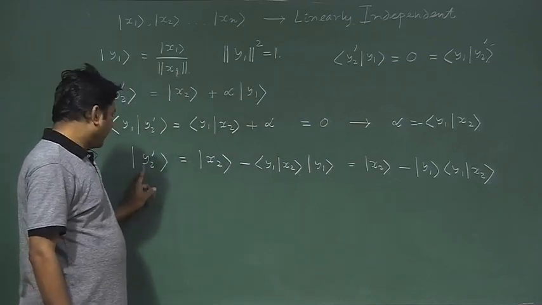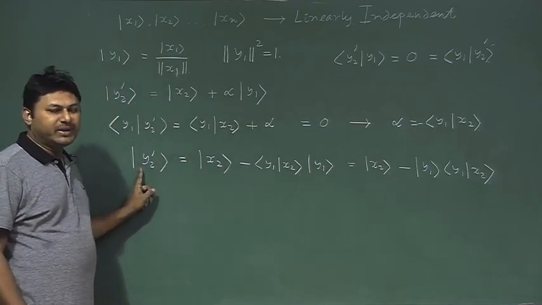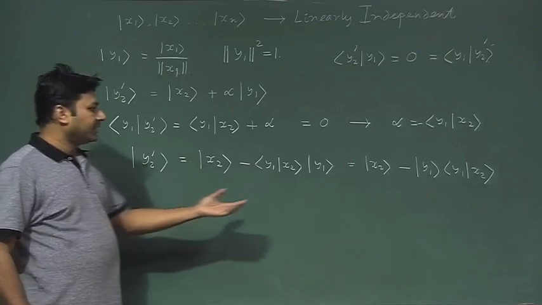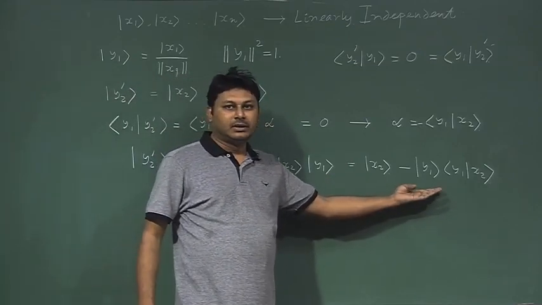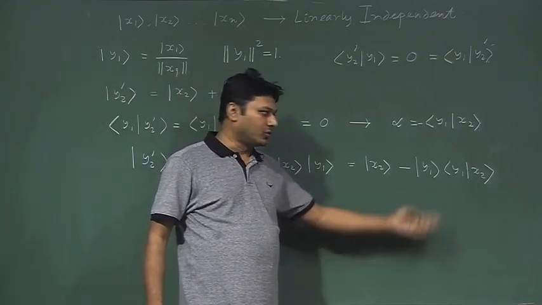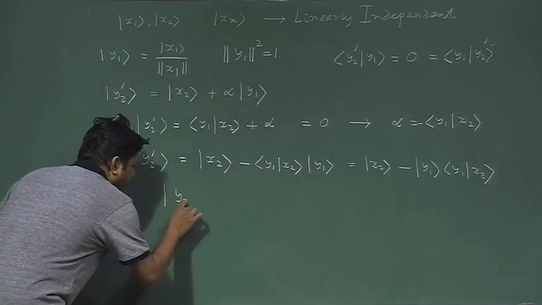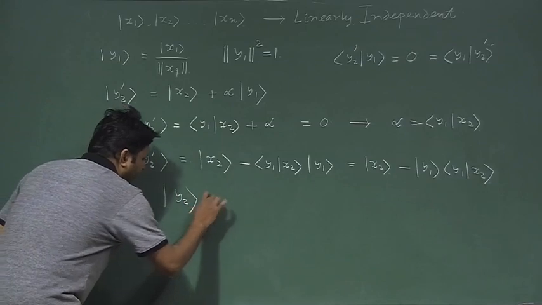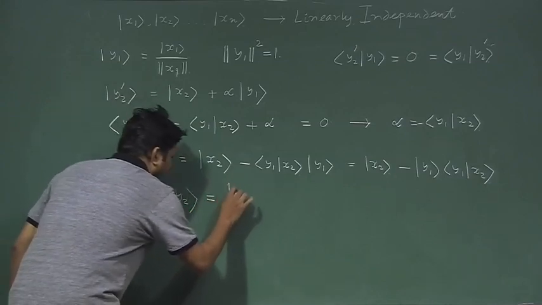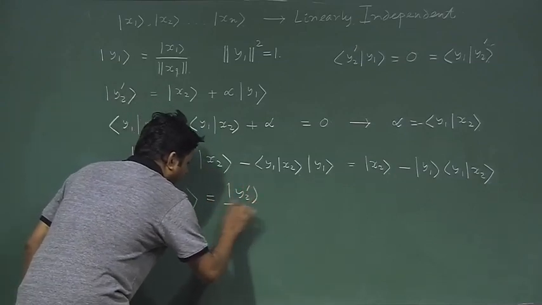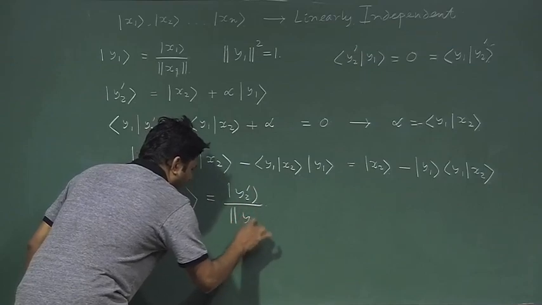Why is y2 prime written here? Let me explain quickly. This vector is not normalized. Obviously this is not normalized. So in order to normalize it, I write my y2, the original vector, as y2 prime divided by the norm of y2 prime.